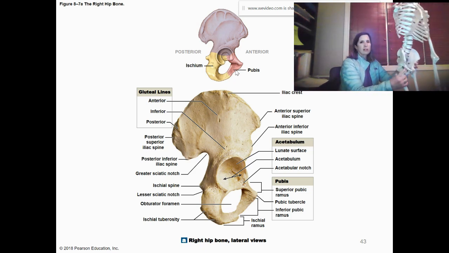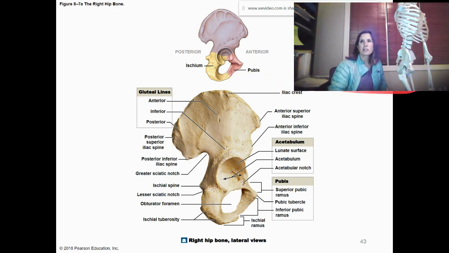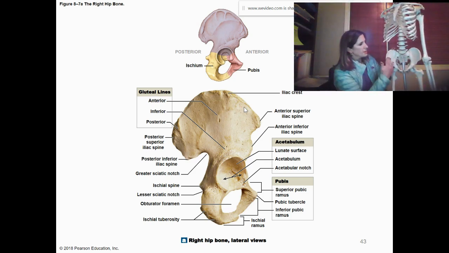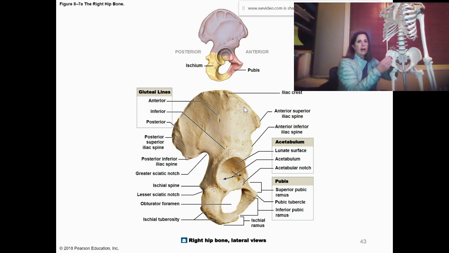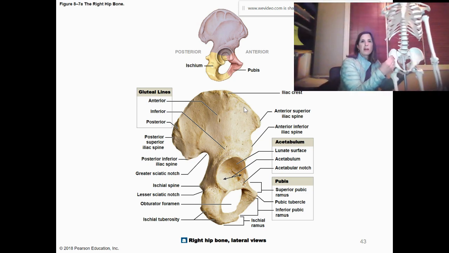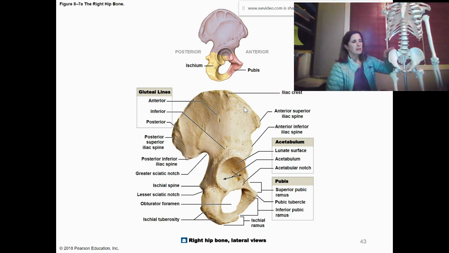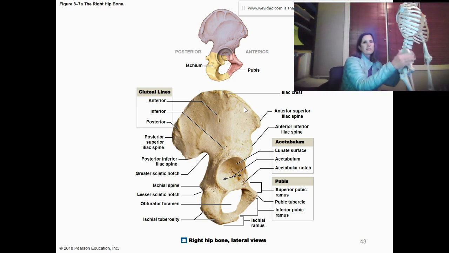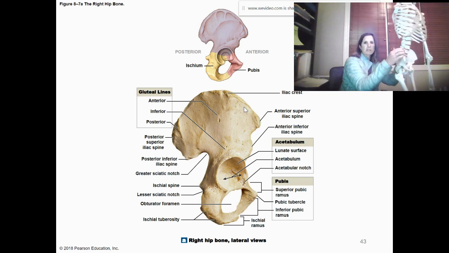All right, so if we look on your sheet, you have the ala and the iliac crest on the ilium. So the ala is just like this whole part here. Okay, so the whole part is the ala, and then you have the iliac crest, which is going to be right here. It looks kind of rough. So that is your iliac crest.